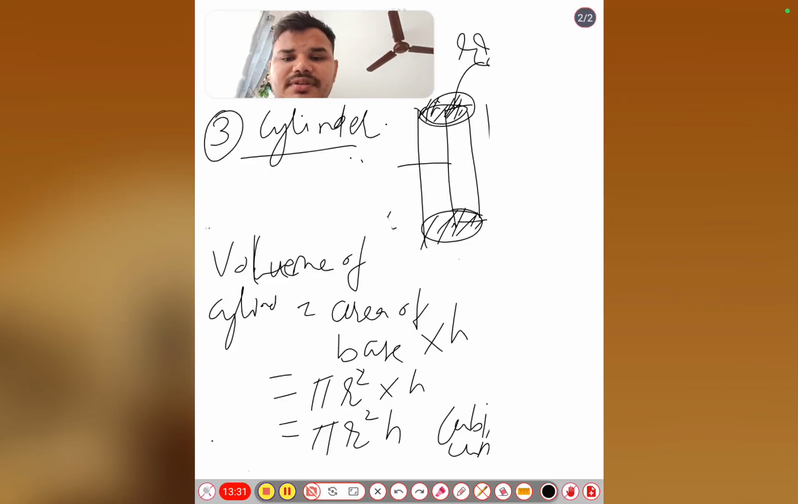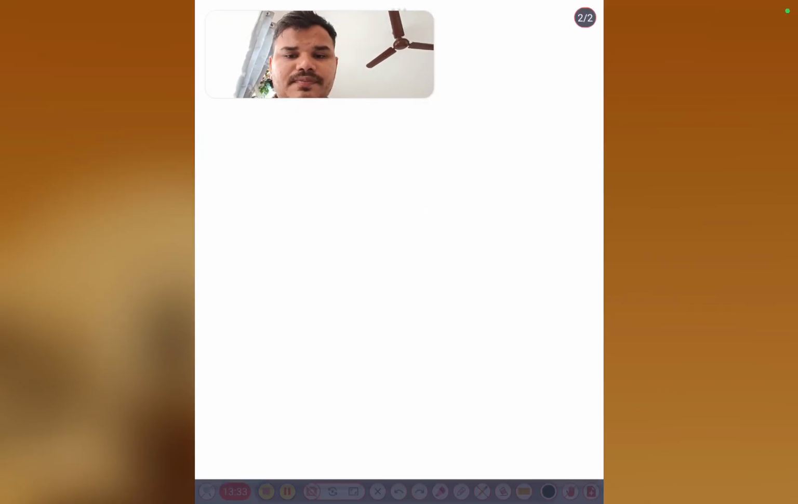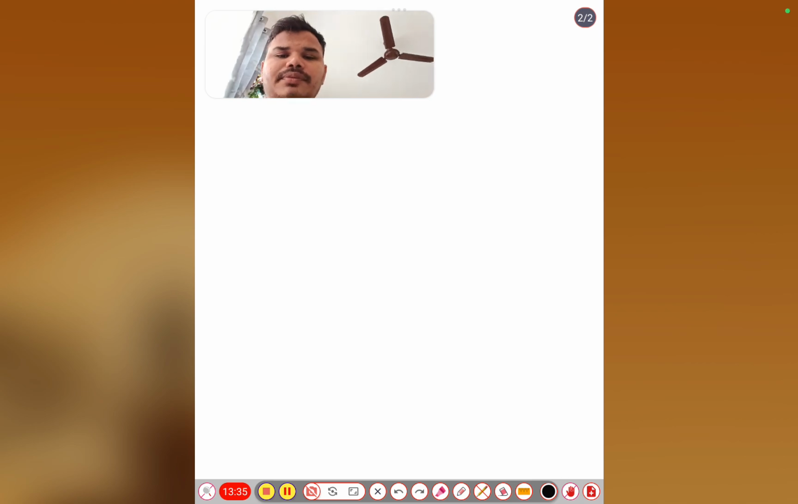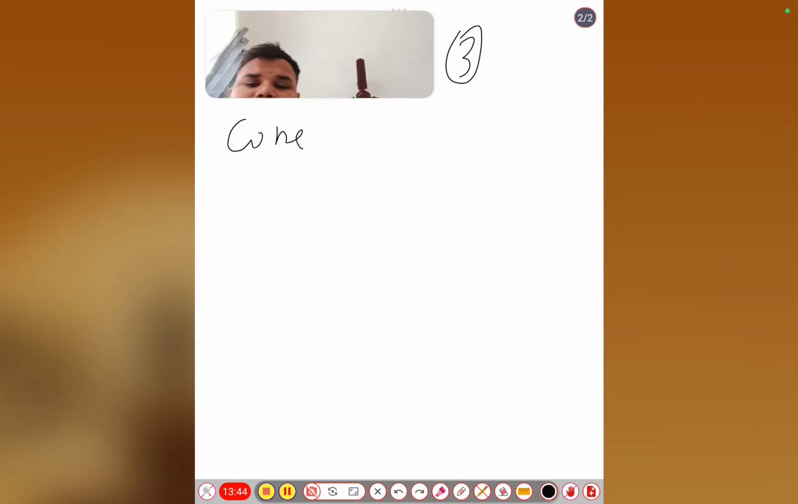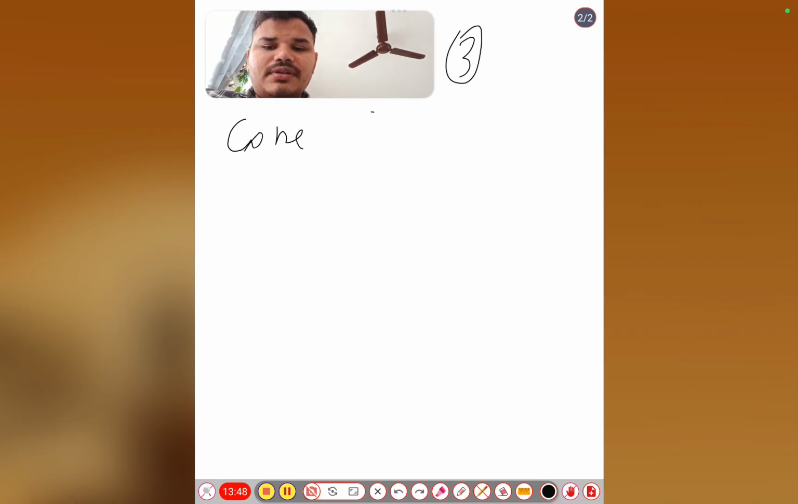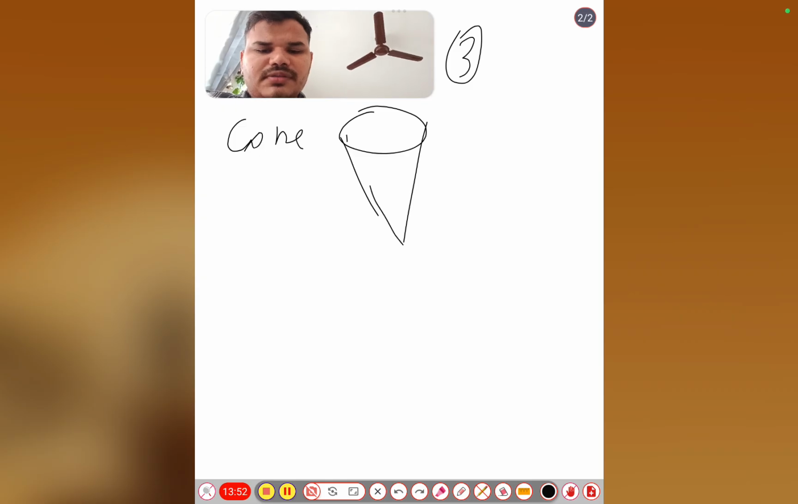So our next solid is the cone, which is quite similar. Here it's a cone. We are quite familiar with the cone from the ice cream cone. We see it regularly, so we have an idea about it. It should look like this.